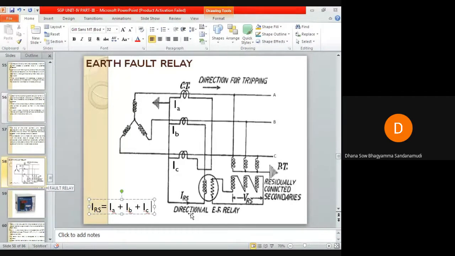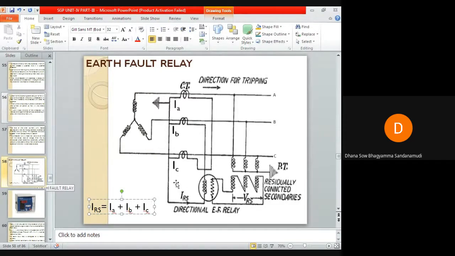Hence, theoretically, its current setting may be any value greater than 0. But in practice, it is not true, as ideal conditions do not exist in the system. So the manufacturers provide a range for earth fault relays, 20% to 80% of the CT secondary rating, in steps of 10%. The magnitude of earth fault current will depend on the fault impedance.